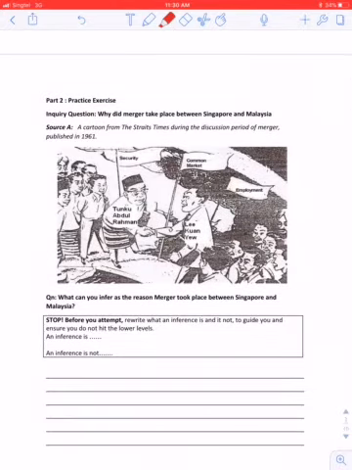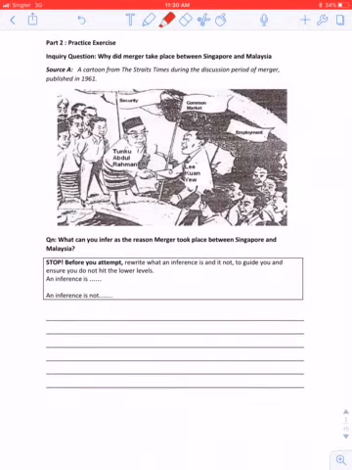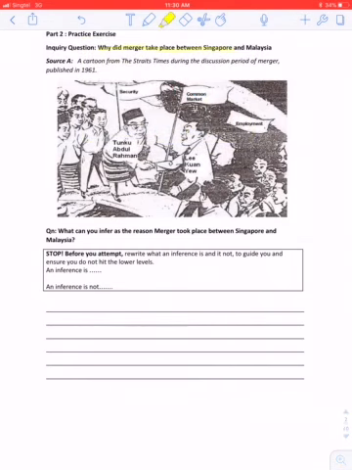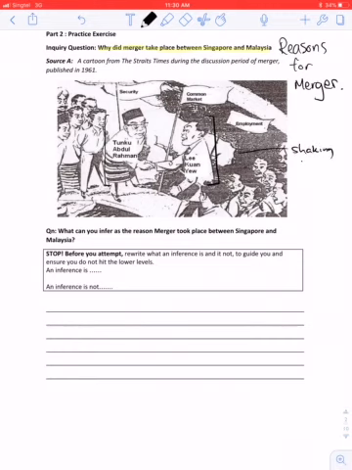Let's look at this example. Why did the merger take place between Singapore and Malaysia? This is the issue that you need to base your inquiry about. So it will be about the reasons for merger. Understand? So very simply, if you look at this cartoon, pick up the very striking images and you must write it down in your evidence. Okay, so here you have Tunku Abdul Rahman. This is significant, so you must tell me about this, that they are shaking hands. And what does shaking hands symbolize? It symbolizes agreement.